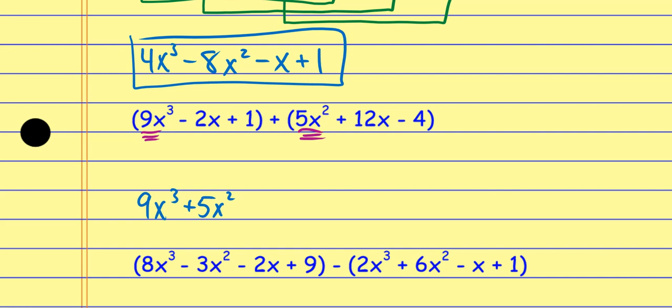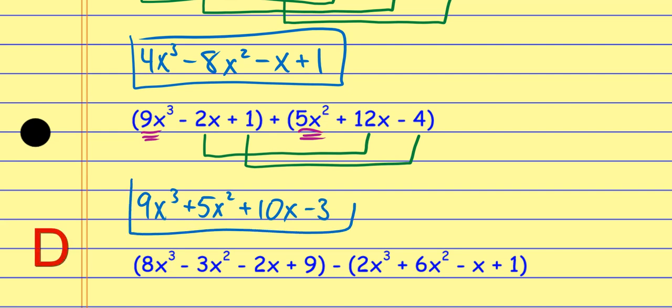Now I'll do the x to the first, and I do have some like terms here, the negative 2x and the plus 12x, and when I add those together, negative 2 plus 12 is a positive 10. Sorry, I switched colors here. Positive 10, and then the x just stays the same, okay? I add the numbers, the variable part stays the same, and then the negative 4 and the positive 1, when I add those together, gives me a negative 3. Okay, so just combining like terms.